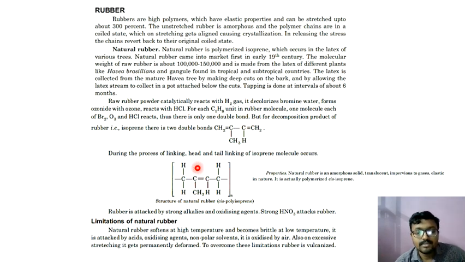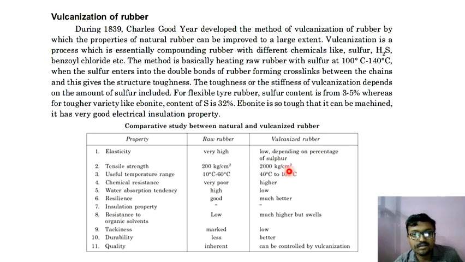Now, natural rubber has some limitations. Limitation means natural rubber can be easily attacked by alkali molecules. It can be easily oxidized. It can be easily degraded by acid molecules. So these are the limitations of natural rubber. Now to remove these limitations, there is a process called vulcanization of rubber.